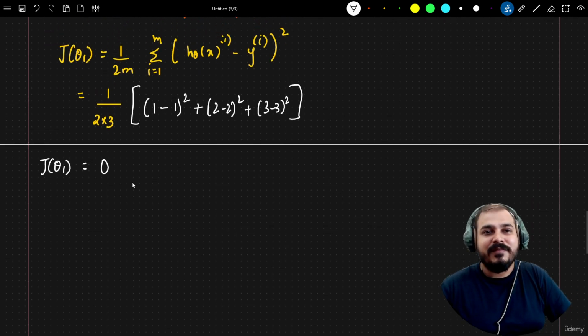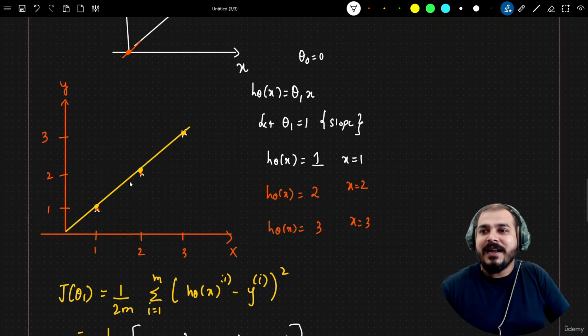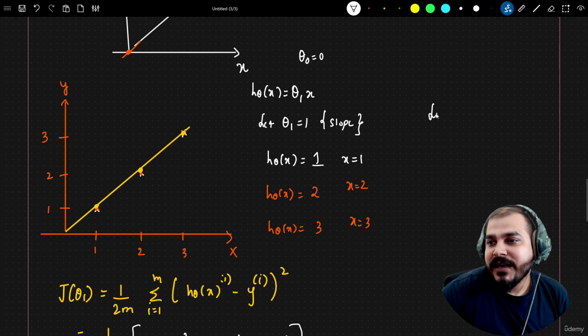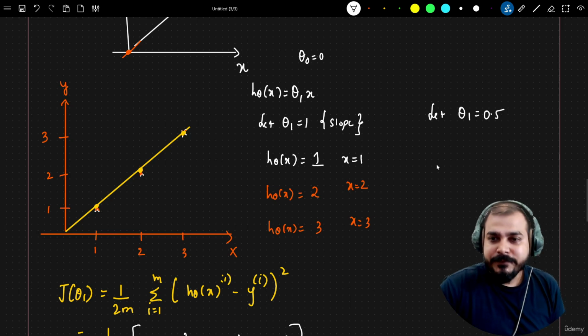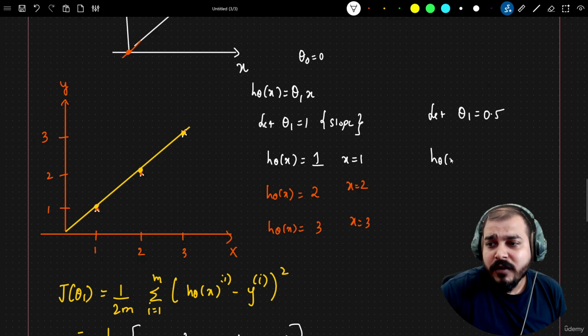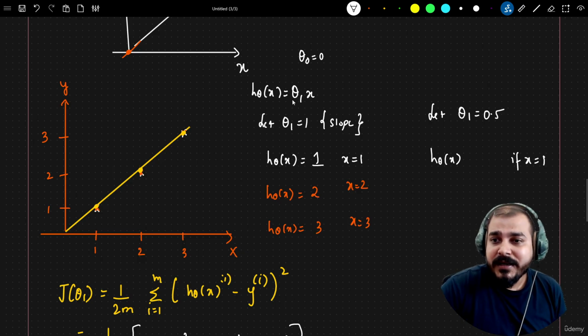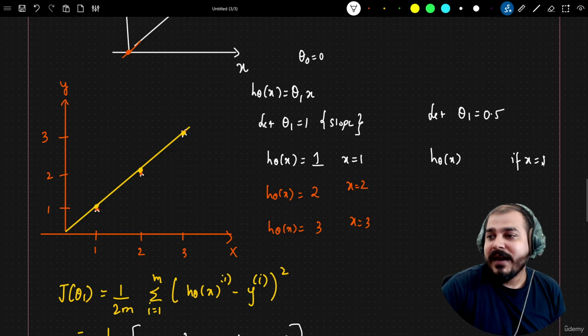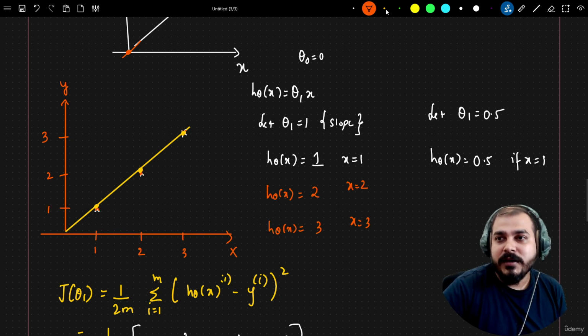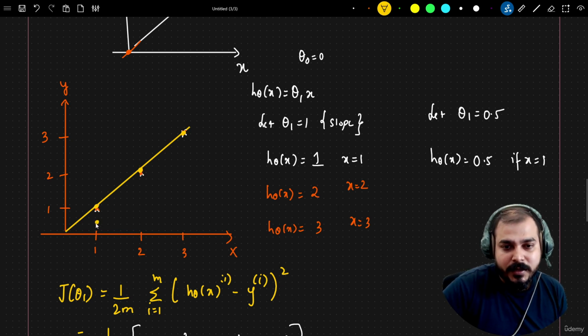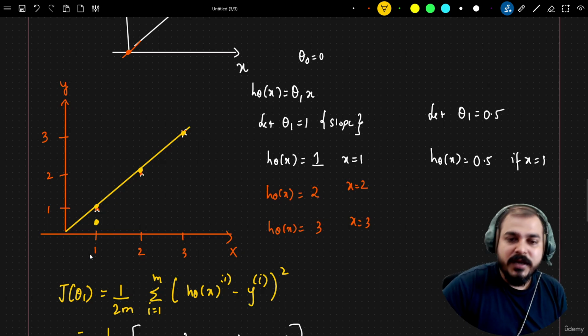Okay, now let's go ahead and change our theta 1 value. Let's say our theta 1 value is now 0.5. If it is 0.5, then what will be h theta of x when x is equal to 1? It will be nothing but theta 1, which is 0.5, multiplied by 1, right? So this is going to be 0.5. So when x is 1, my h theta of x will be 0.5. Let me denote this particular point over here. It is 0.5.